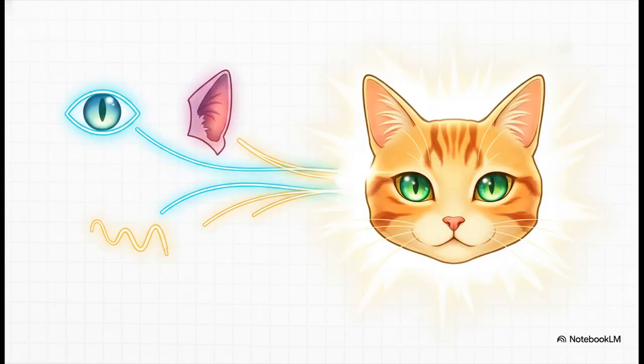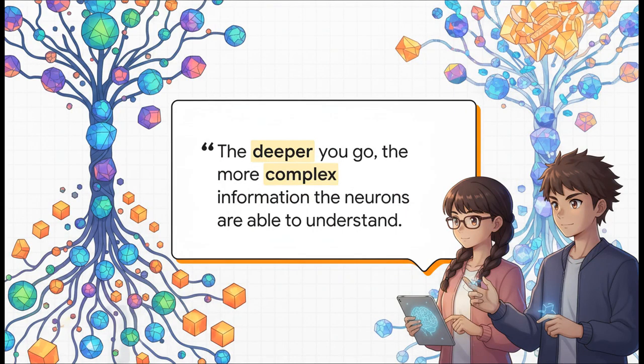And then finally, our last layer sees the output from layer 2. It sees a collection of shapes: eyes, ears, a nose, whiskers. And it learns that when those specific features are all present together, well, that's a cat. It's this beautiful hierarchy of understanding, going from the incredibly simple to the incredibly complex. And that right there is the power of deep learning. It really all boils down to this one idea from the folks at Stanford: the deeper you go, the more complex information the neurons are able to understand. Every layer adds a new level of abstraction.